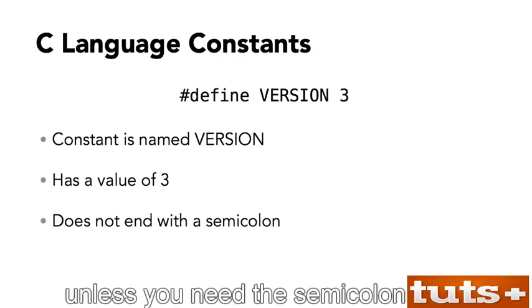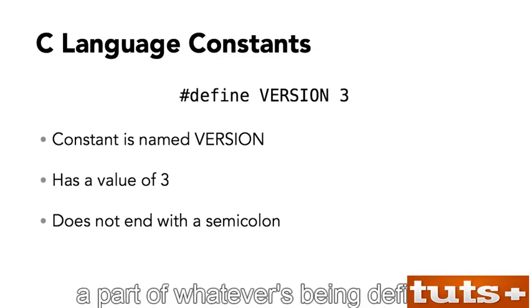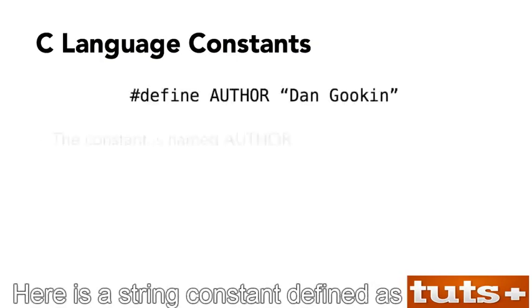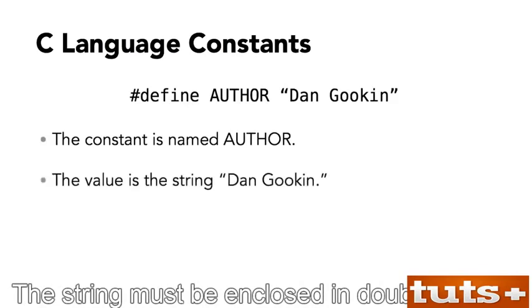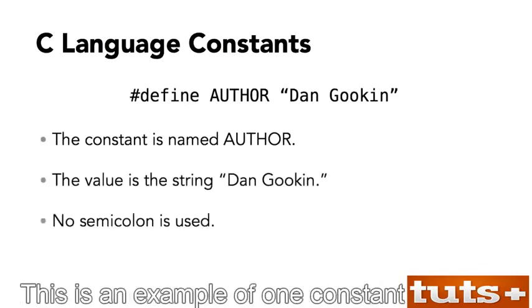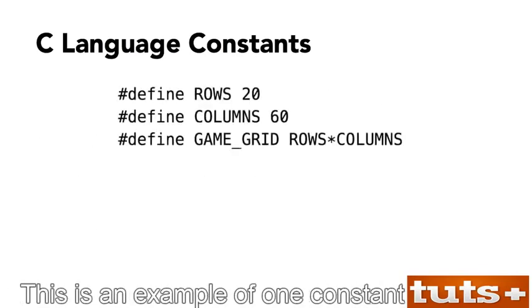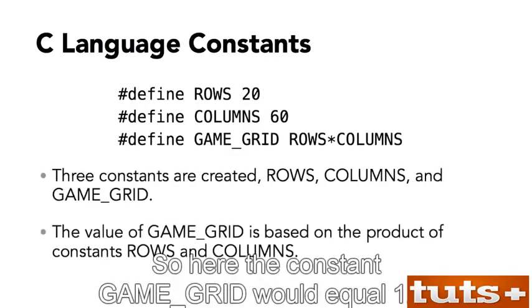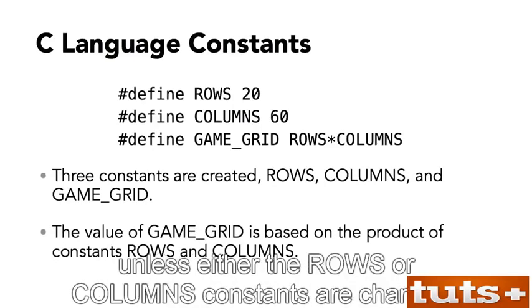Here is a string constant defined as AUTHOR. The string must be enclosed in double quotes. This is an example of one constant that uses two other constants to calculate its value. So here, the constant GRID would equal 120 unless either the ROWS or COLUMNS constants are changed. And they wouldn't be changed in the code, they would be changed in the define statement that you see here.